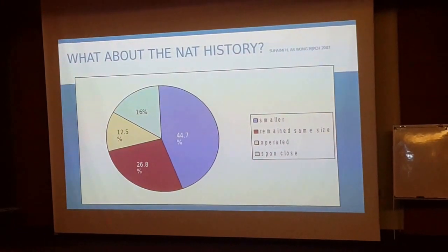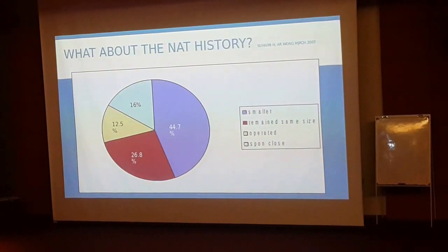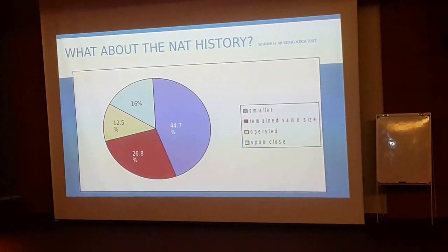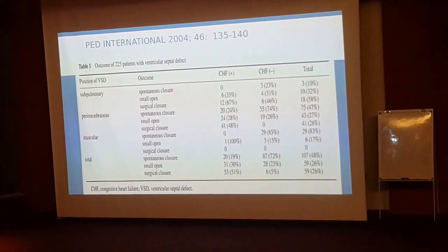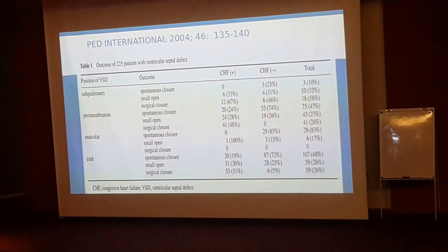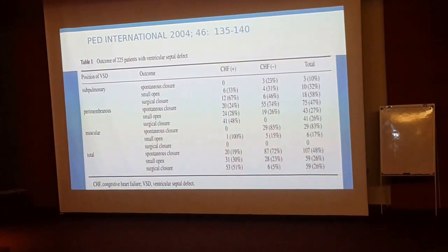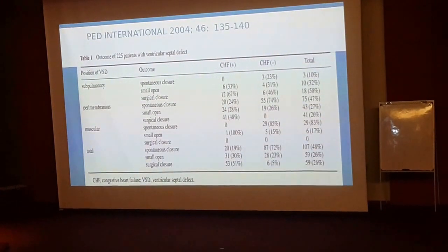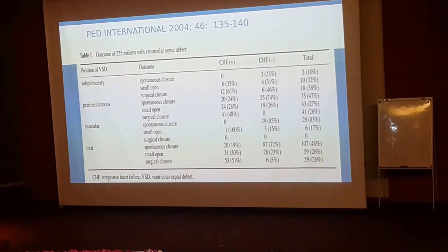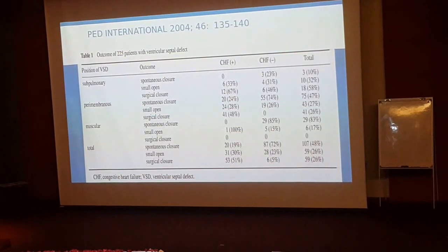But anyway, what of the natural history? Most got smaller with time. Some remained the same size. Some had to be operated on, and 16% had spontaneous closure. If we look at studies done elsewhere, from Japan, this paper appeared in Pediatrics International. It's from a study done in Japan, and they had spontaneous closure occurring in some of the smaller defects, but not in the ones that have congestive heart failure.